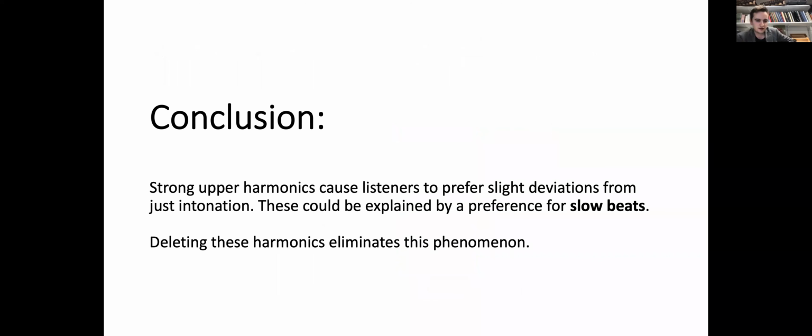So to sum up those few experiments, we're seeing that strong upper harmonics cause listeners to prefer slight deviations from just intonation. And it seems this could be explained by a preference for slow beats. And then deleting the upper harmonics from the tones seems to eliminate these slow beats and hence the preference effect.